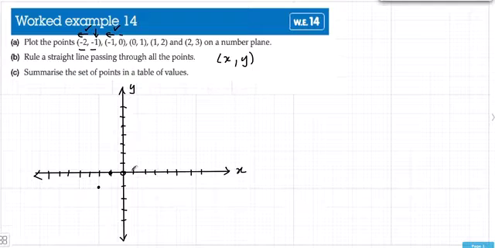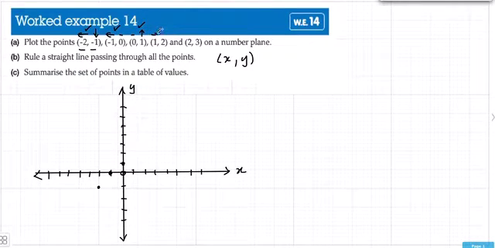Next one we've got a 0. Now remember we always start in the middle here. Now because the 0 is the first number, it means we don't actually go left and right. We just stay where we are. The second number tells us, because it's a positive, to go up. So we stay in the middle and then we go up 1. That's done.